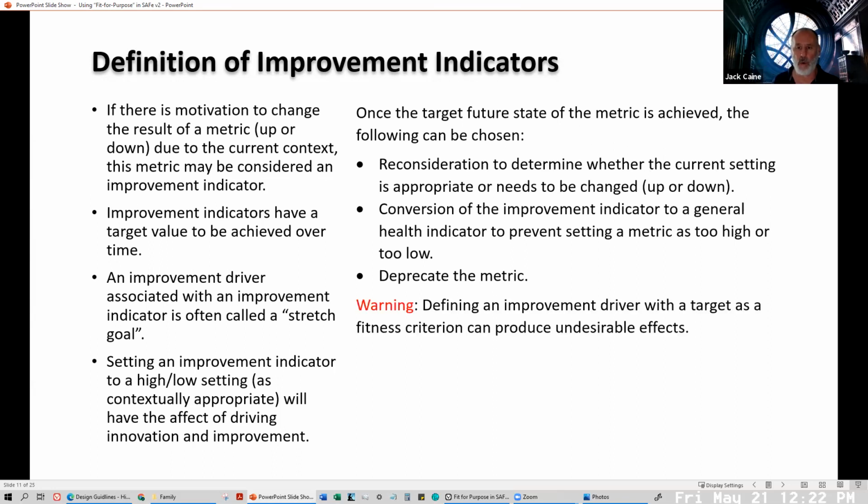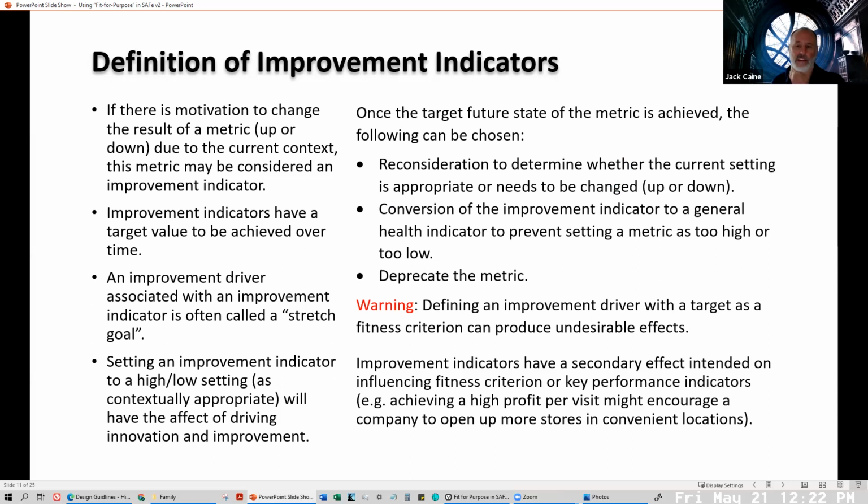Now, a little bit of a warning, defining an improvement driver with a target as a fitness criterion can produce undesirable effects. Okay, so be very careful about that. And lastly, improvement indicators have a secondary effect intended on influencing fitness criterion or KPIs. For example, achieving a high profit per visit might encourage a company to open up more stores in convenient locations.